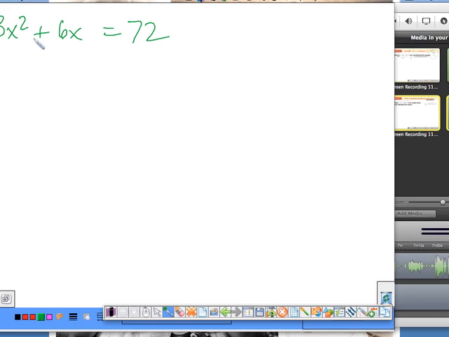So what we want to do here, if we want to complete the square, is get rid of the a. So a is 3, so divide by 3. So I get x squared plus 2x equals 24.